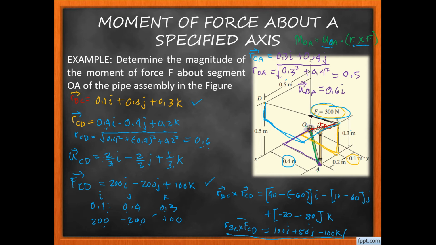And then 0.4 divided by 0.5 is 0.8j. So, mayroon tayong unit vector along OA. So, gagamitan na lang natin siya ng dot product. So, yung dot product natin, A dot B is equals to AX BX plus AY BY plus AZ BZ.